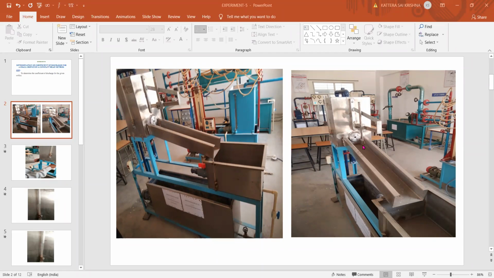I have said that for calculation of coefficient of velocity, Cv equals x by under root of 4yh. The formula I have shown you already in the introduction. For finding that x value and y value, there is one scale arrangement given here. This is the thing which is used for finding the x value. You can see here, this pointer can be moved in x direction like this. So the x position can be found by moving this along the horizontal scale.